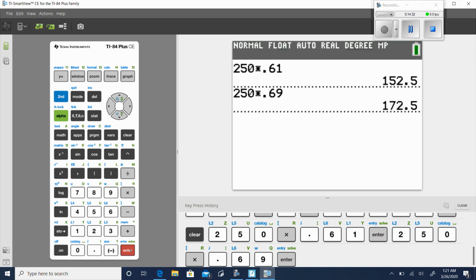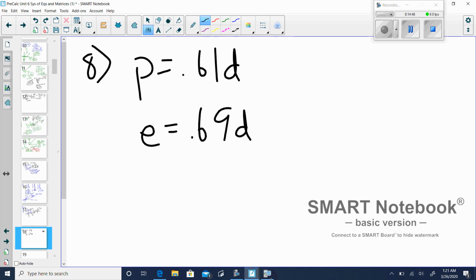B, 410 pounds, 362 euros. No. C, you receive $250. No. We're exchanging dollars for other currencies. D, you'll receive the same amount of pounds and euros. No, absolutely not, because 61/100ths is not the same as 69/100ths. Okay, guys, that's independent practice.